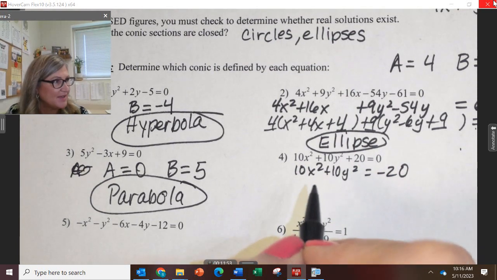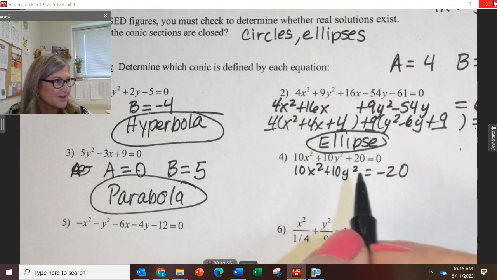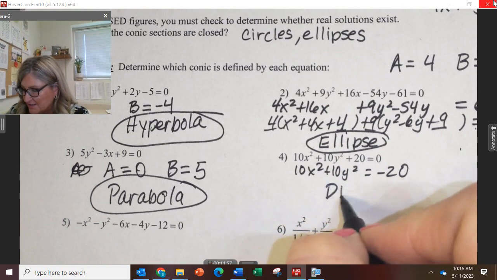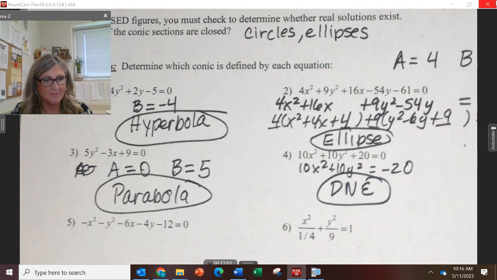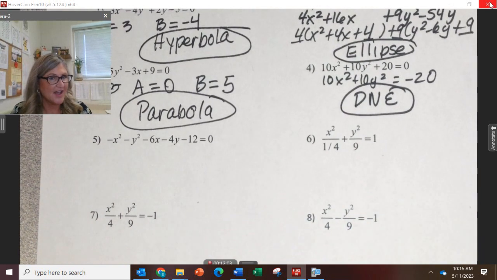That cannot happen. If you put that into Desmos, you're going to get nothing. This does not exist. Okay? Got to check for that. All right, you guys try number 5 now.